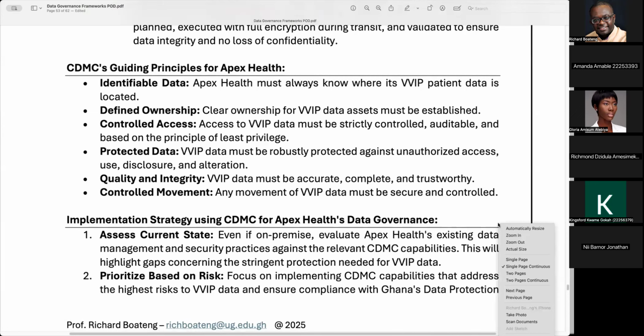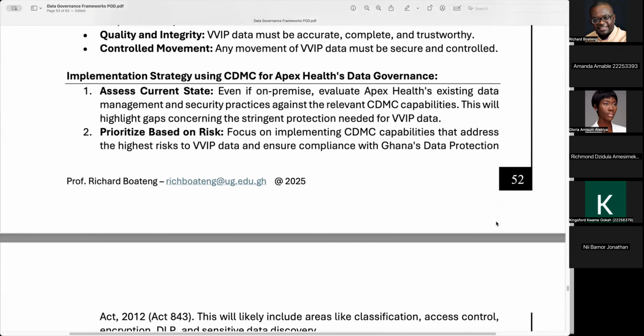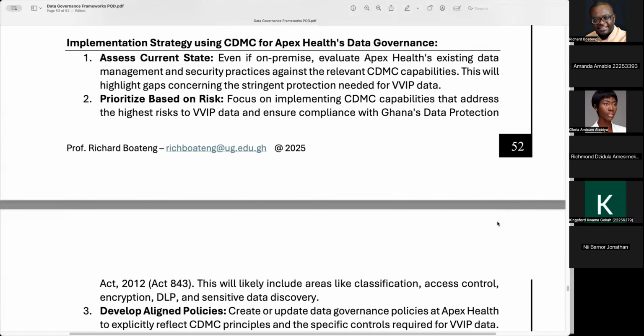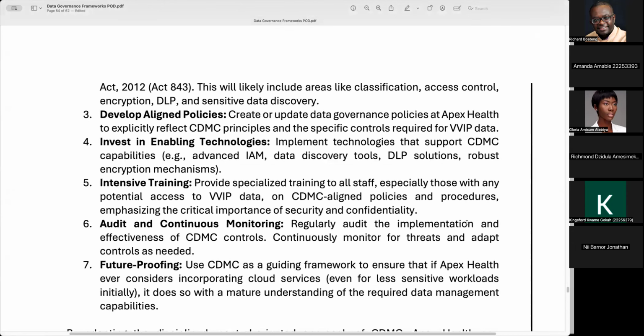So, the implementation strategy using CDMC principles at Apex Health, even if primarily on-premise, would involve assessing their current state against these detailed capabilities, prioritizing implementation based on risk, likely focusing immediately on capabilities addressing the highest VVIP data protection risks and Act 843 compliance needs, such as classification, sensitive data discovery, access control, encryption, DLP, and monitoring.